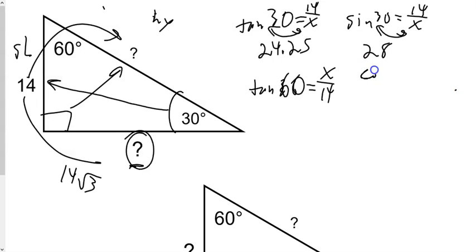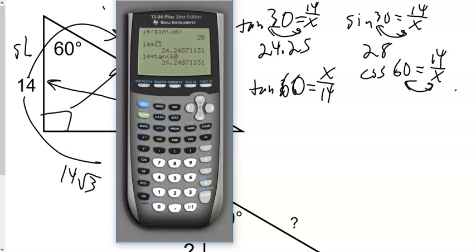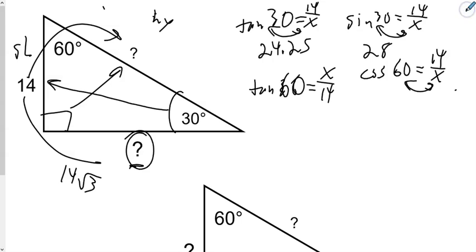And if we want to find the hypotenuse using 60, that'd be adjacent and hypotenuse. So that'd be cosine of 60 equals adjacent over hypotenuse. Switch these. 14 divided by cosine of 60. Look at that, 28. We get the same answer because mathematically you can use either way. Either method is fine. All right?